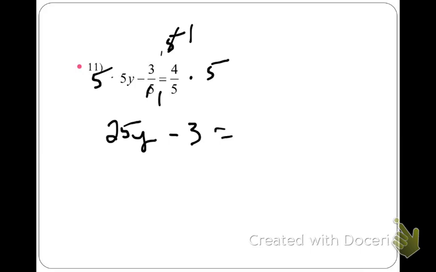And same thing over here. 5 goes into 5 once. 5 goes into 5 once. 4 times 1 is just 4.